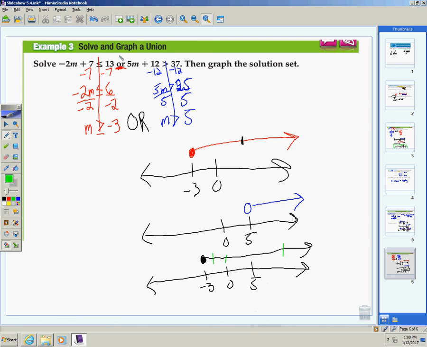That's all there is for this lesson. The big idea is just understanding when you see the word and, it's got to be on both graphs. When you see the word or, it only has to be on one of the graphs to be included in your final answer.